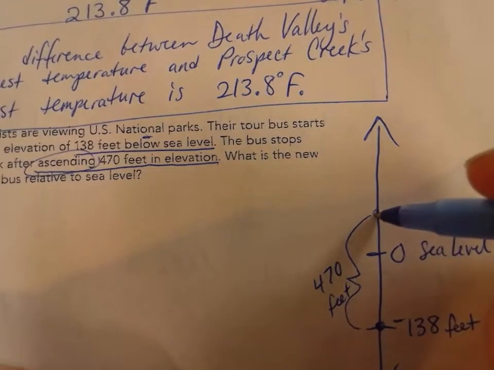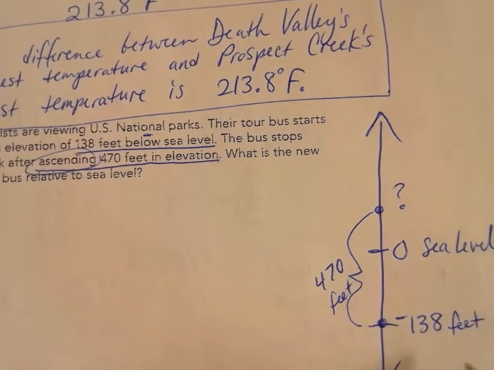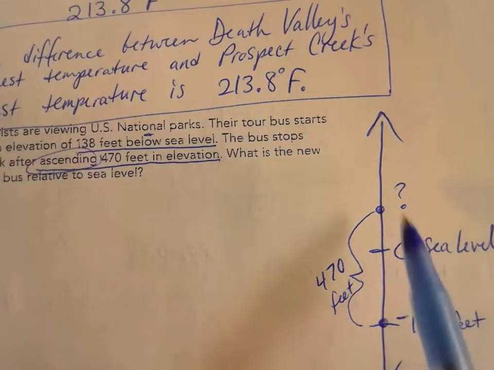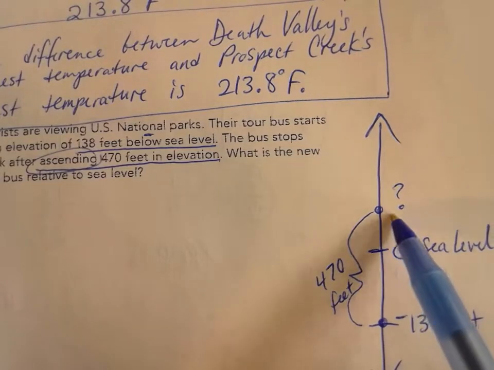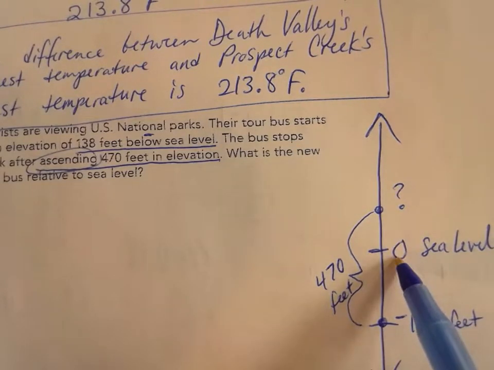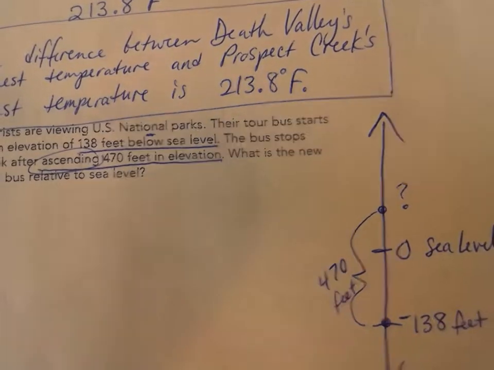Well, I want to figure out my location here. Where am I going to land? So to do that, I really could approach this a couple different ways. I could maybe figure out the difference between these. I could say I had 470 feet and I took 138 feet away from it. Whatever's left would really represent this piece. I could maybe even think of this in absolute value. I could talk about the distance.